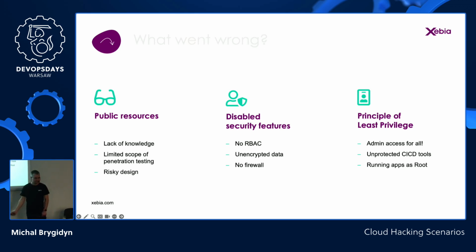Next one, disabled security features. Sometimes when you install something, there is security enabled by default, but hey, it's only our team working on that, only our team knows the IP, so let's disable everything because nobody will find it. Yeah. And the second thing that I want you to remember from this presentation: principle of least privilege.